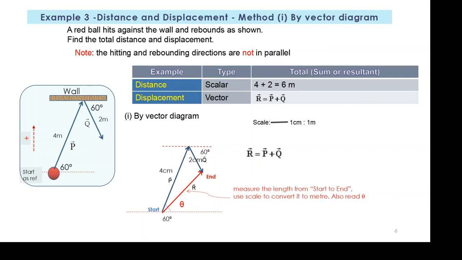The vector equation is R equal to P plus Q. Can you observe there is the arrow on top of all the letters? It will help you to identify this is a vector's length. How to draw vectors diagram?